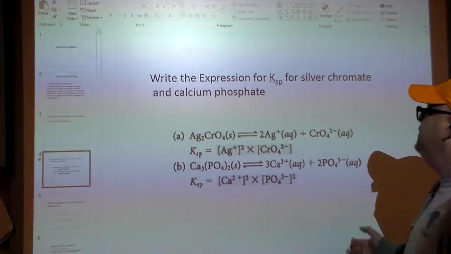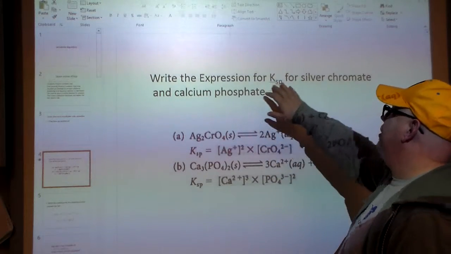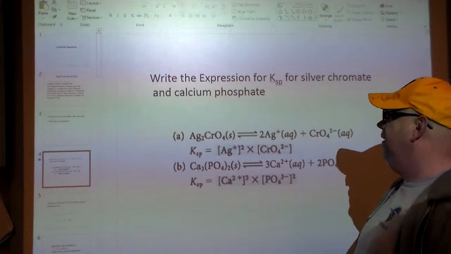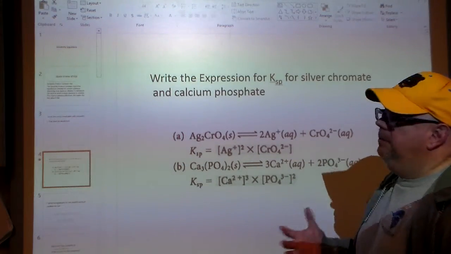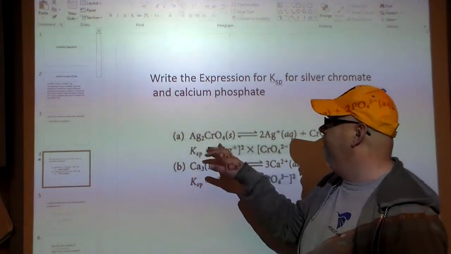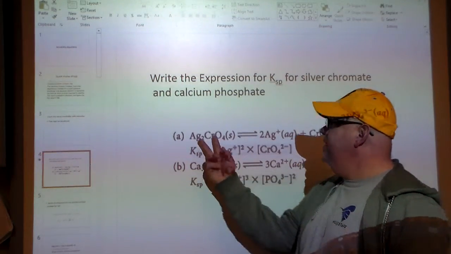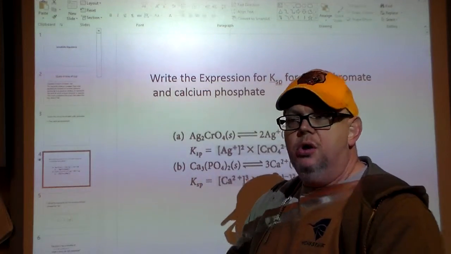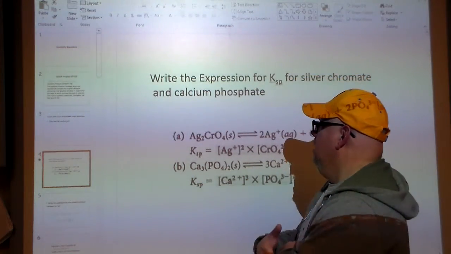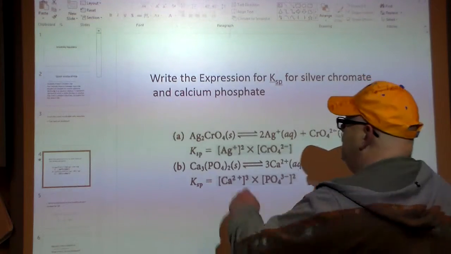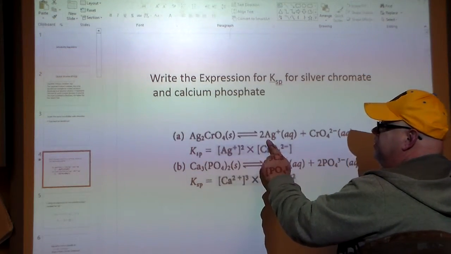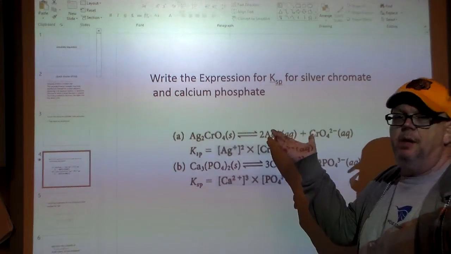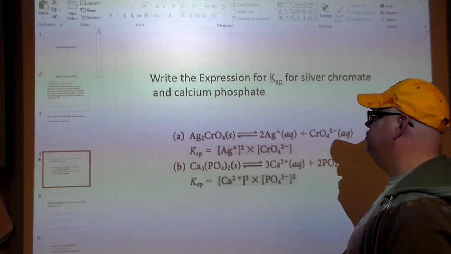For example here, write the expression for Ksp for silver chromate and calcium phosphate. For something like silver chromate, you need to know how it breaks down and what those oxidation numbers are. Because if this breaks apart, you're going to get two silvers and one chromate, with the silver each having a +1 charge, and the chromate having a -2 charge.